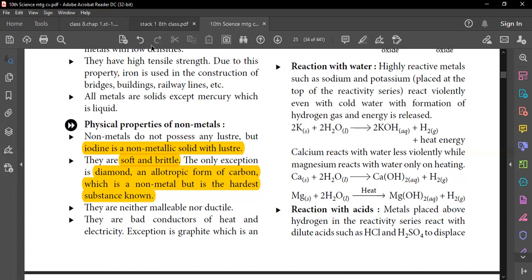Then what are the next properties of non-metals? Malleability and ductility. They have no malleability and no ductility. The next one, bad conductor of heat and electricity, except graphite.